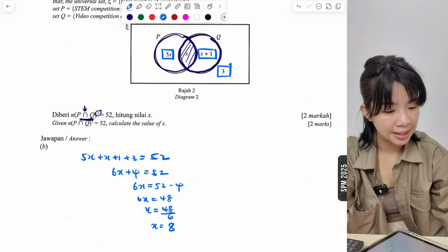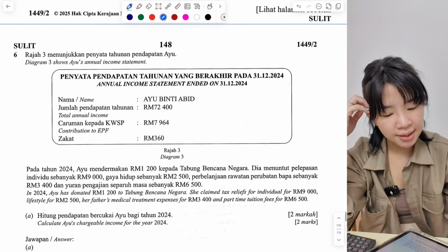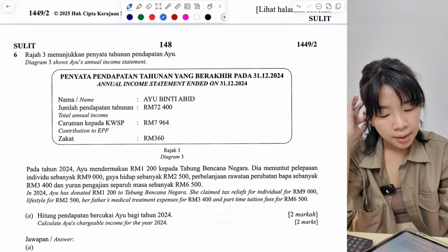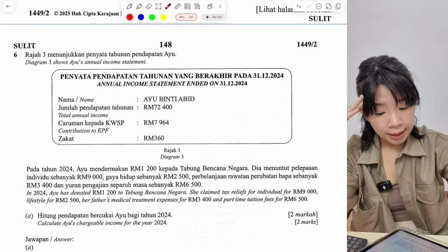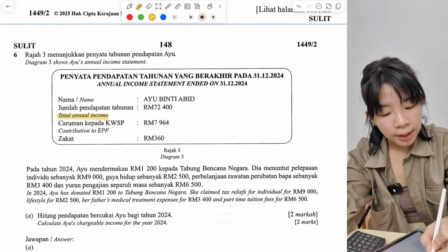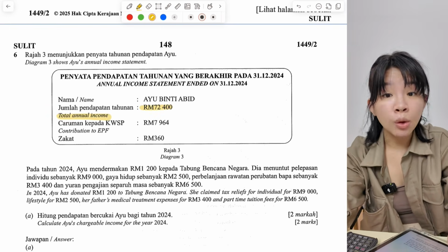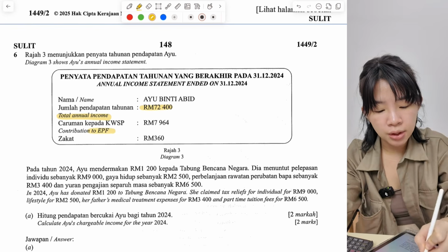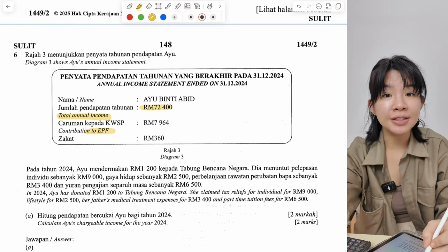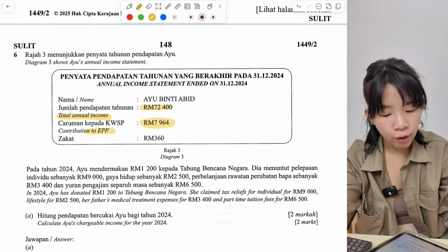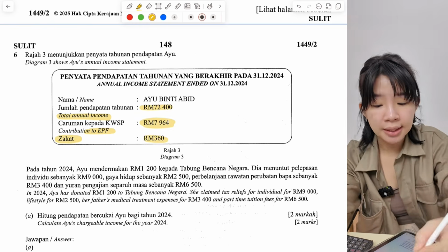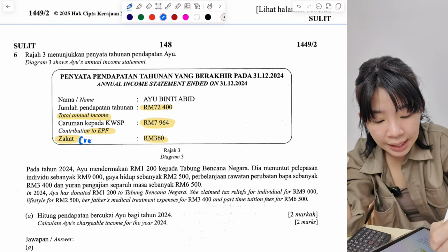8. Done. Next, okay, question 6 is about income tax. Okay, it is the annual income statement for IU. Okay, so here shows the total annual income, jumlah pendapatan tahunan, 2,400. Okay, contribution to EPF, KWSP. EPF is like a saving for retirement. Okay, so 7,964. Zakat 360. Now remember, zakat is rebate.